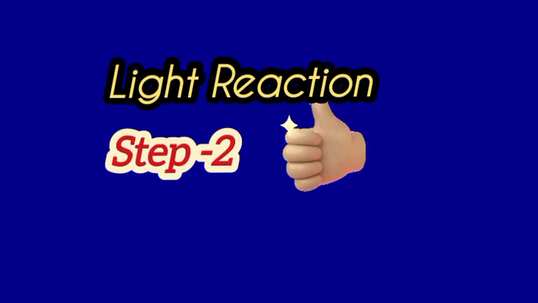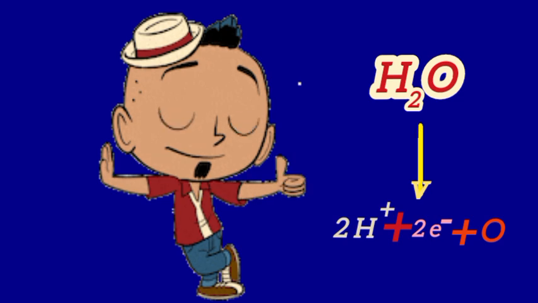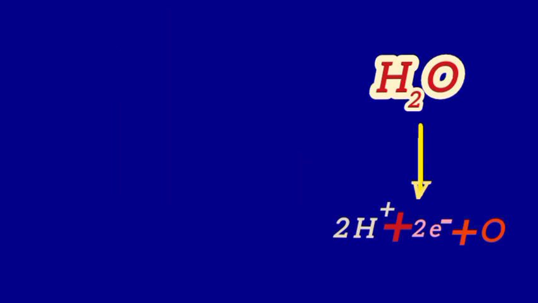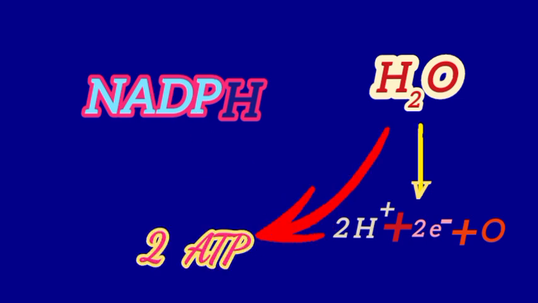Now let's see step 2 in light reaction. When activated chlorophyll breaks down the water molecule, it produces 2 hydrogen ions, 2 electrons and 1 atom of oxygen. These hydrogen ions are transferred to NADP to form NADPH. One more important thing you have to know here. During the splitting of water molecule, energy of 2 ATP molecules can be produced.